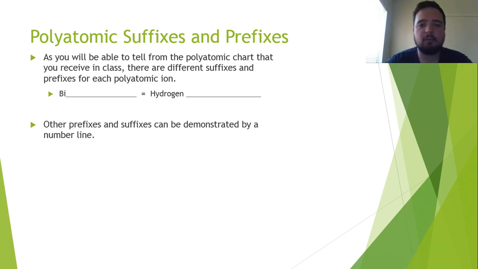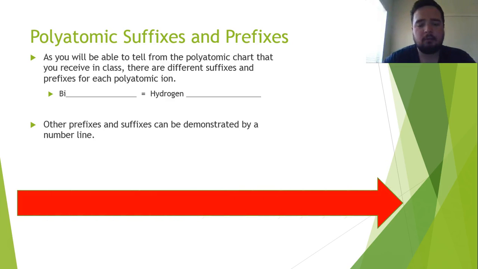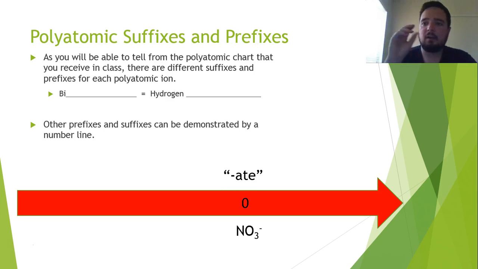Other prefixes and suffixes can be demonstrated by a number line, and this is how I think about it. If there's another way you can think about it, or you want to discuss another way to think about it, please come see me. But this is the way I think about it, and it's the most useful to me. So suppose I have a number line. I start off with nitrate, which is what's given to me on the polyatomic chart. This is just on a number line of 0, so this is my general go-to on where to start. Anything that starts off at that 0 line ends in ATE, so it ends in -ate. So I have nitrate.